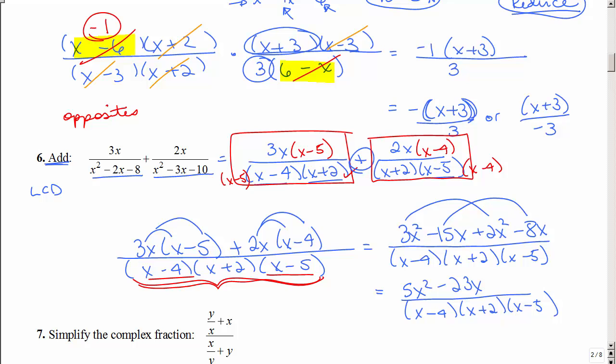Now this is the part where you ask, can I do more? I hope not. Could I factor that? No. You could take out an x and that would be okay, but would it reduce with any of these down here? No. So yes, you could factor it, but it wouldn't really do you any good. So I'm just going to leave it like that.